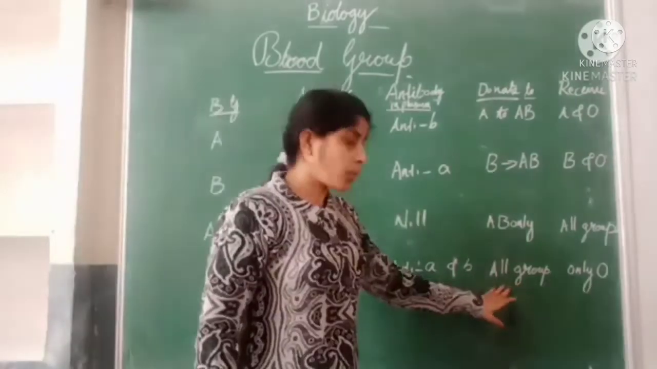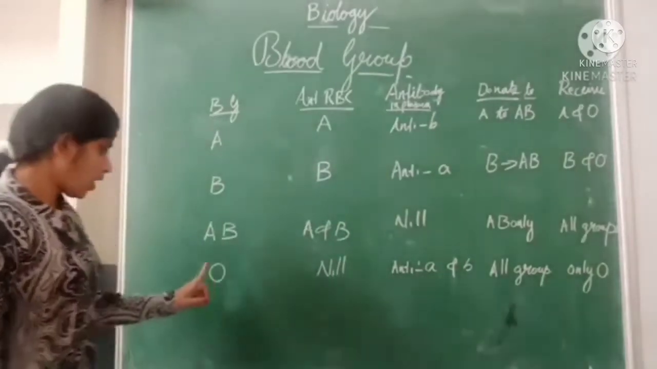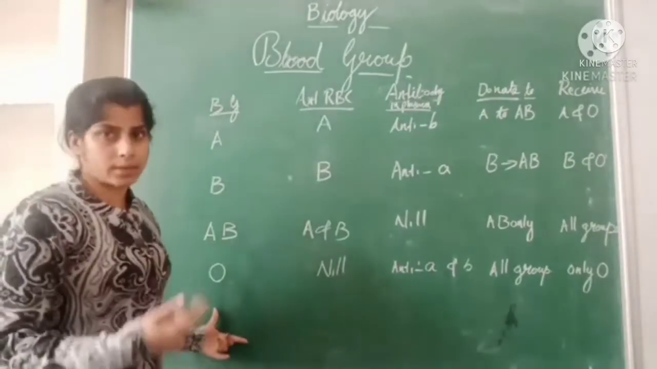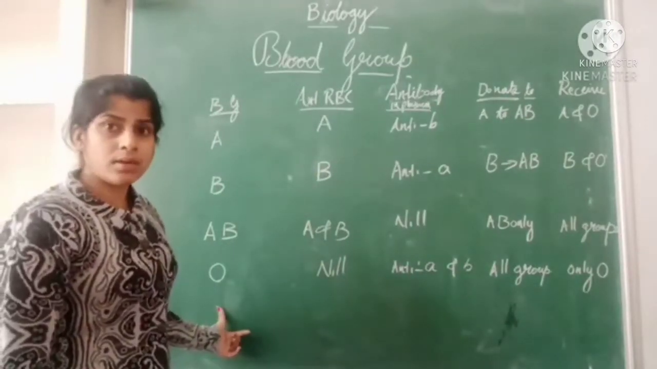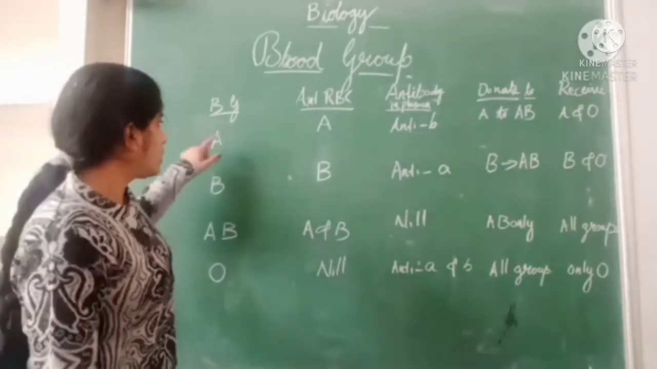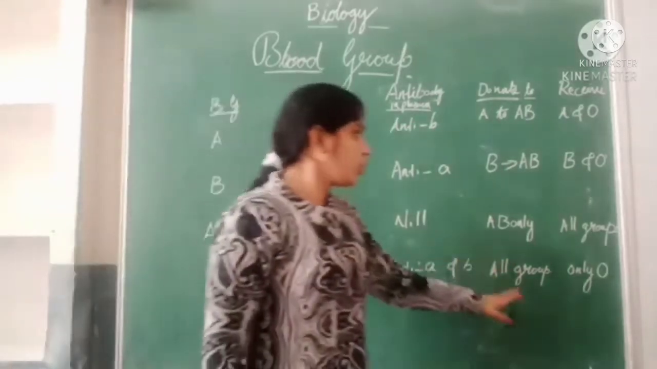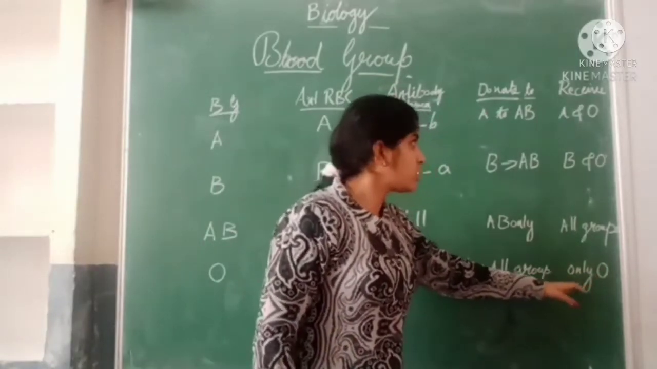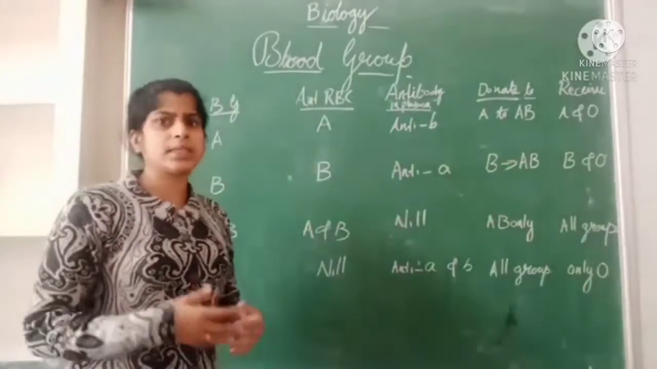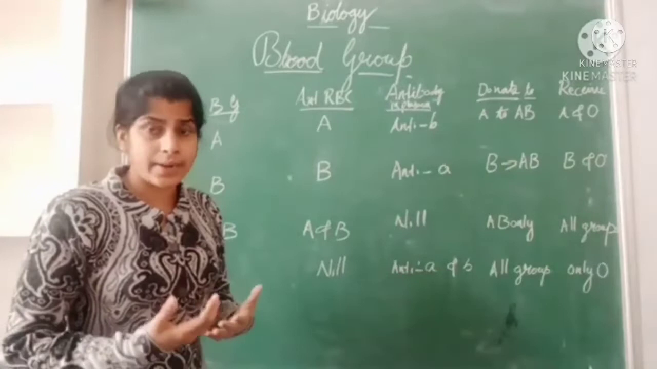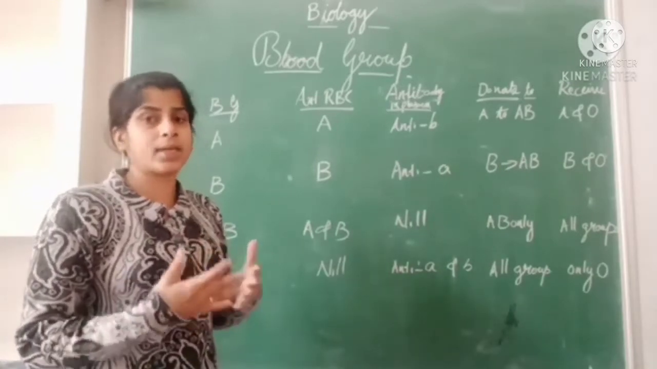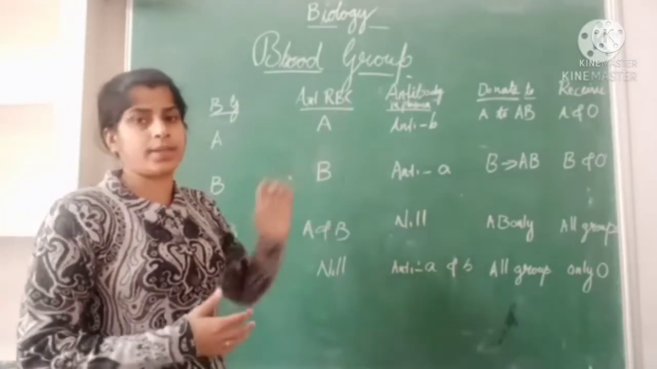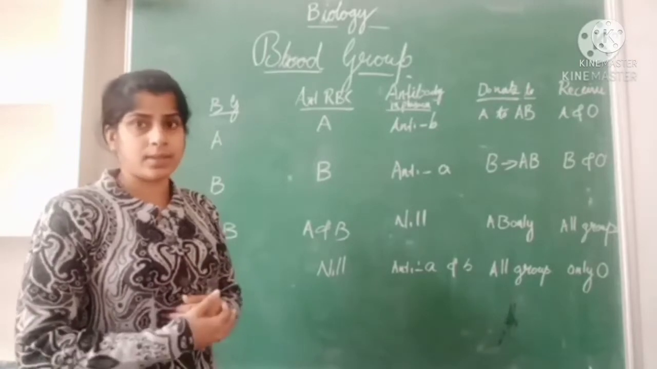And O group can donate to all groups. So this is a universal donor. Think about this now. O group can receive only O group. So if O group receives B blood group, what will happen? Yes, it leads to death. So different blood cannot be received. Only the same blood group can be received.